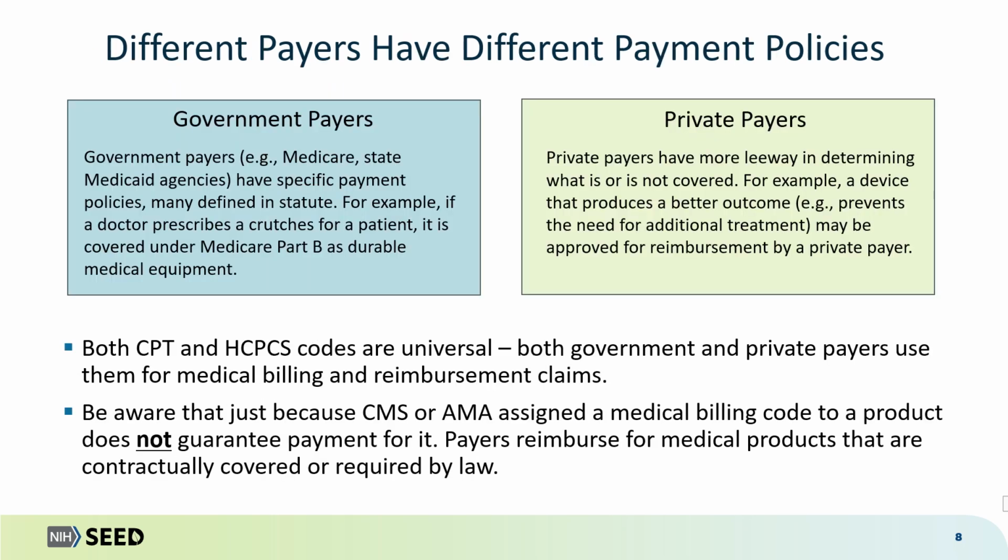Something else to consider in your reimbursement road: different payers have different payment policies. Be aware that just because CMS or the American Medical Association has assigned a billing code to a product, this does not guarantee payment. Payers reimburse for medical products and services that are contractually covered or required by law. You will find coverage information and coverage determinations in their payment policies.